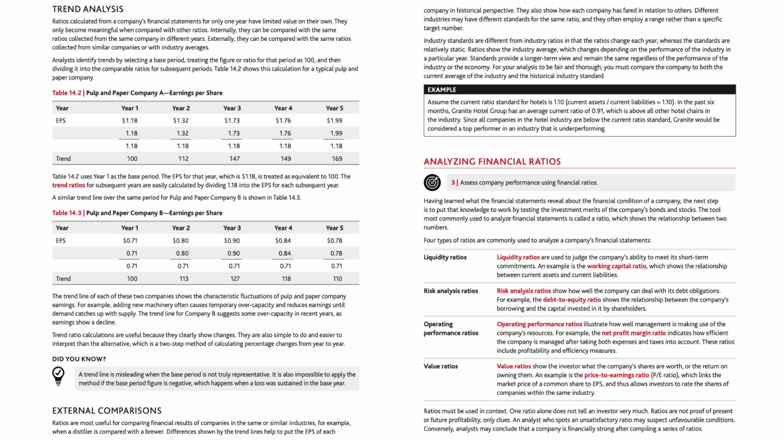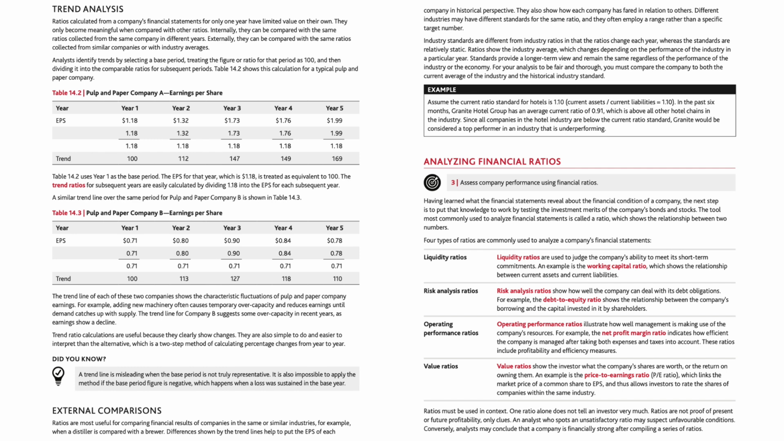Table 14.2 shows this calculation for a typical pulp and paper company. Table 14.2 uses year 1 as the base period. The earnings per share for that year, which is $1.18, is treated as equivalent to 100. The trend ratios for subsequent years are easily calculated by dividing the $1.18 into the earnings per share for each subsequent year. A similar trend line over the same period for pulp and paper company B is shown in Table 14.3. The trend line of each of these two companies shows the characteristic fluctuations of pulp and paper company earnings.